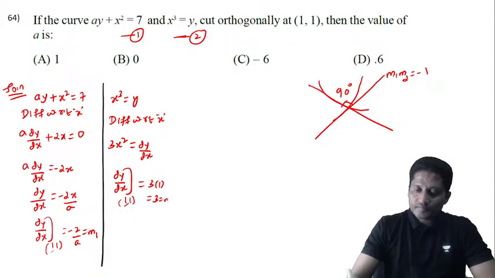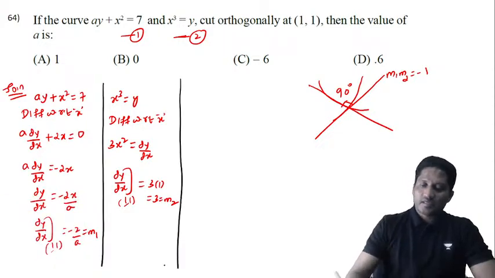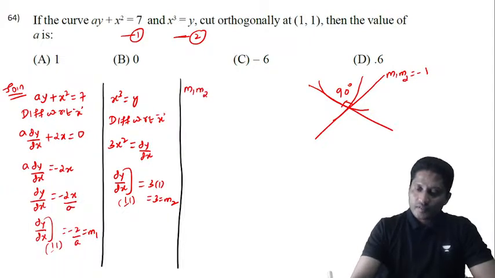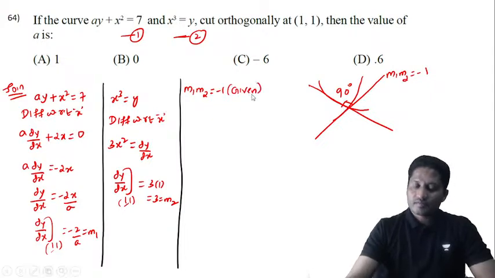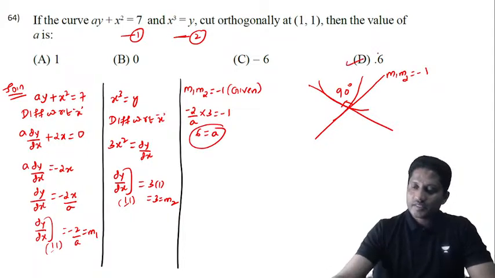This is m2. Okay, according to the question, two curves cut at right angles, right? m1 into m2 is equal to minus 1. So this condition is already given. m1 is equal to minus 2 by a, m2 is equal to 3, and the product is equal to minus 1. So 6 is equal to a. Right, answer is option D.